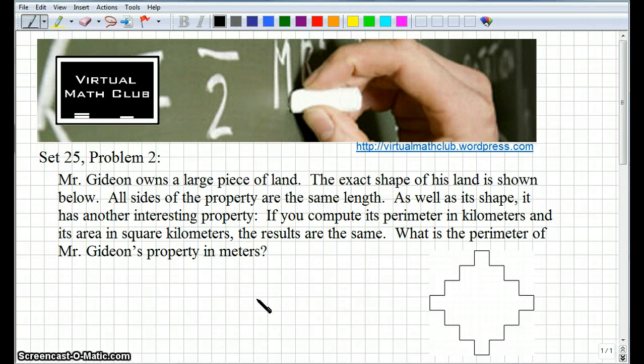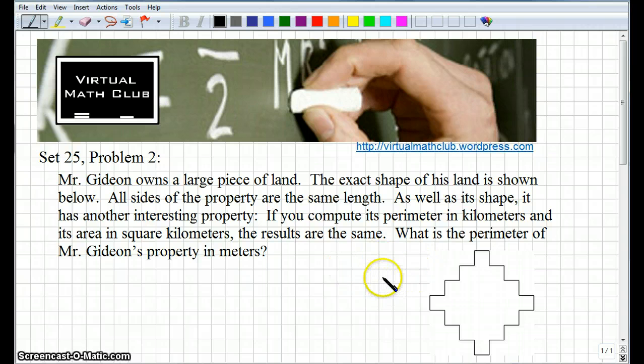All right, problem number 2. Mr. Gideon owns a large piece of land. The exact shape of his land is shown below. All sides of the property are the same length. As well as its shape, it has another interesting property. If you compute its perimeter in kilometers and its area in square kilometers, the results are the same. What is the perimeter of Mr. Gideon's property in meters?